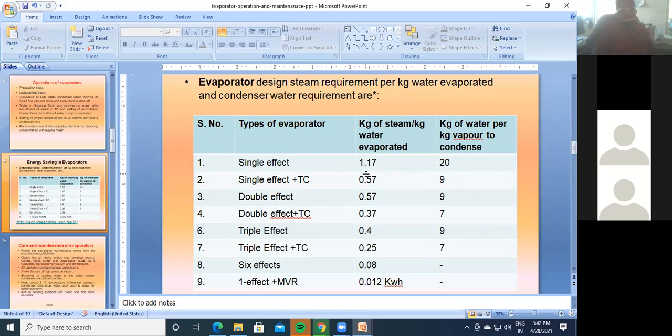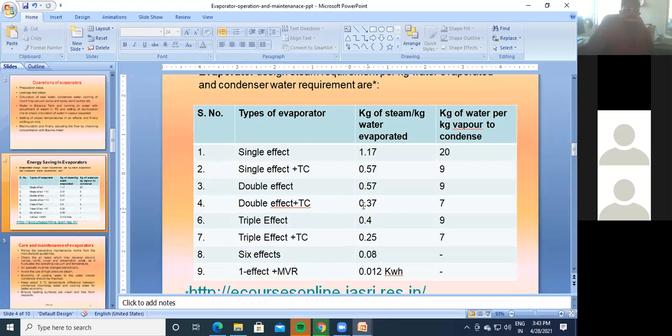Whenever we go for double effect, see how much saving is done in steam: for 1 kg of water evaporated, only 0.57 kg of steam is required, and 9 kg of water per kg of the vapor to condense will be required. If the thermocompressor is there with double effect, then the steam requirement will be further reduced to only 0.37 and the water requirement will be 7 kg per kg vapor to condense. In triple effect, it is 0.4. When triple effect with TC is used, it is further reduced to 0.25.